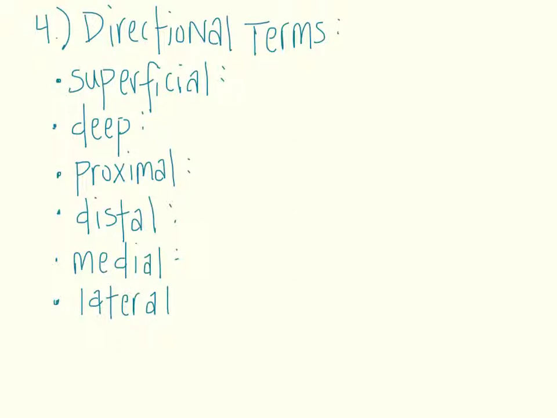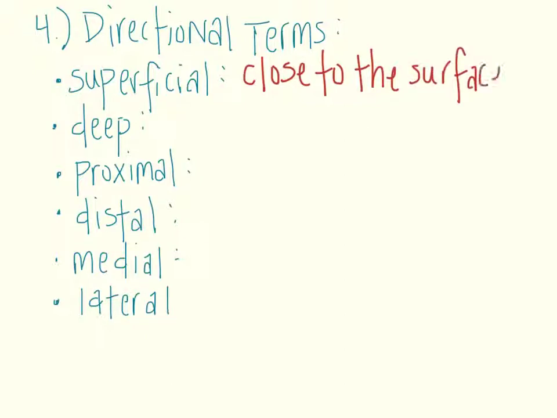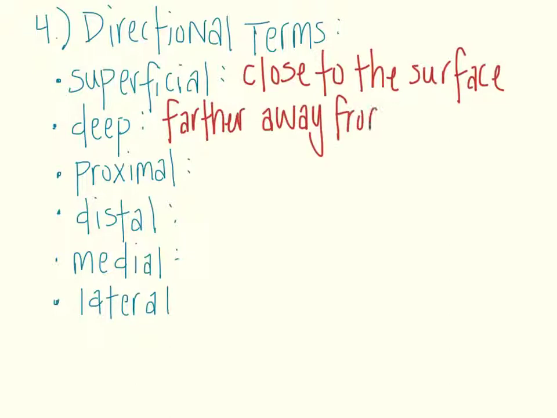Number 4 asks you to know these directional terms. So we'll go through this list. Remember, superficial means close to the surface. So I could say that my skin is superficial to my bones. It's closer to the surface. So obviously deep is just the opposite. So it is farther away from the surface.